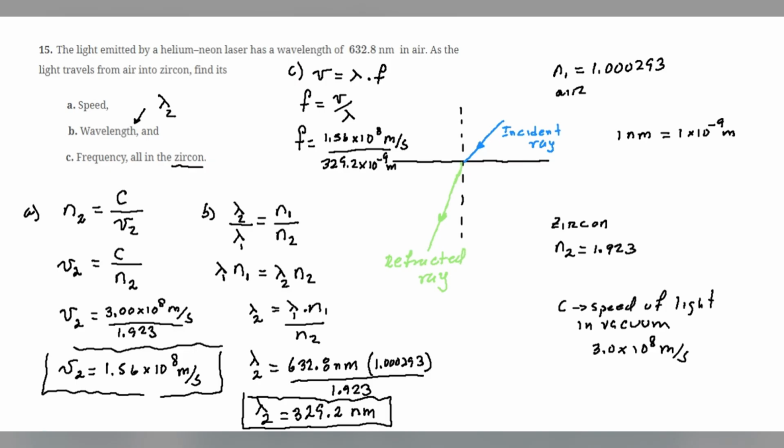And we're going to get a value of frequency that would be in hertz or 1/seconds. And when you calculate that, the frequency would be 4.74 times 10 to the 14 hertz. And here we have now the frequency of the light in this circle. So we found the speed of the light in the new medium, the wavelength in the new medium, and the frequency in the new medium.